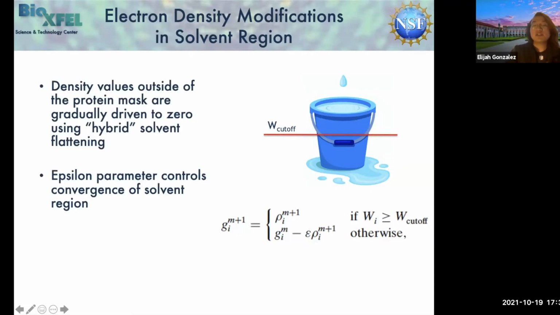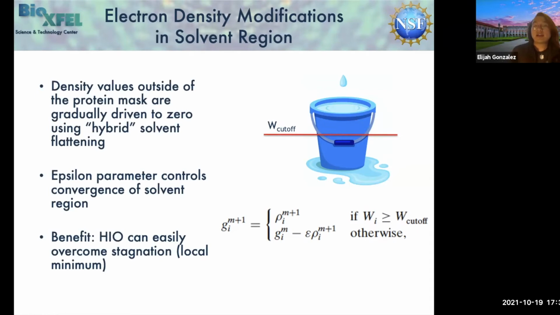And so essentially what this is saying is that we're not actually assigning values outside of the protein mask to zero. We're just driving them to zero using this epsilon parameter. And as I already mentioned, this is really beneficial because it means that the HIO can easily overcome stagnation, which is basically just local minimum.